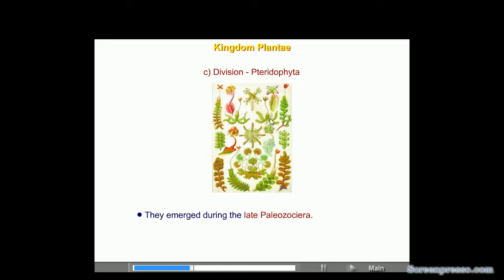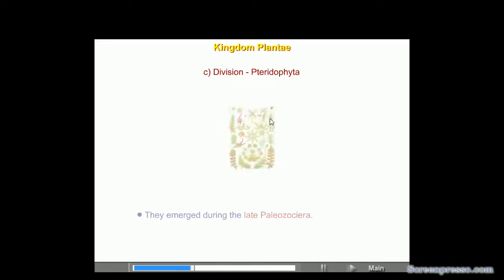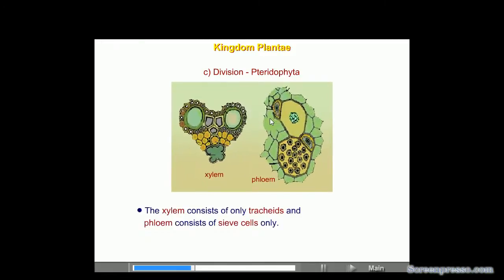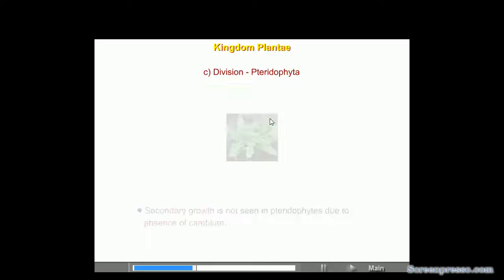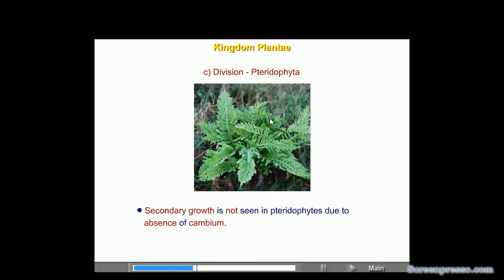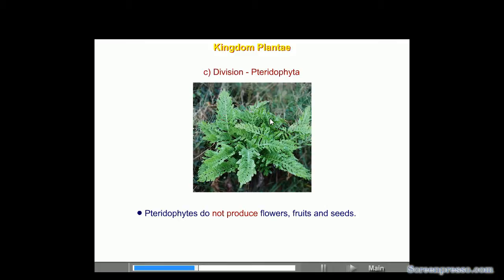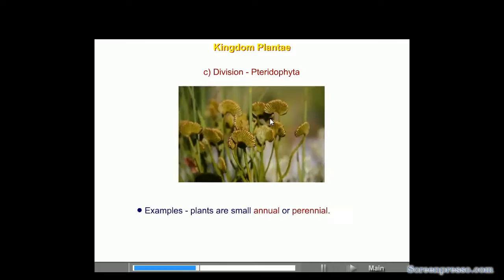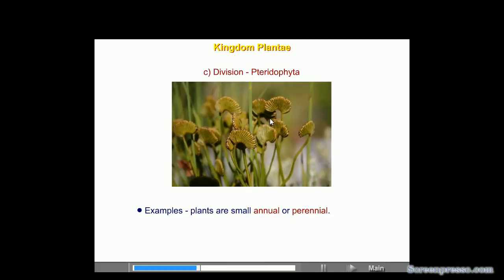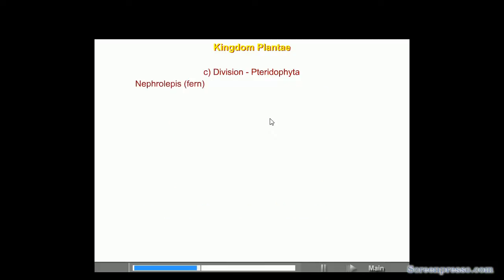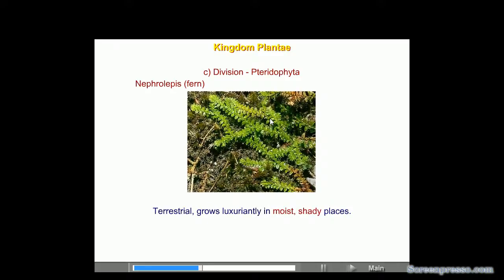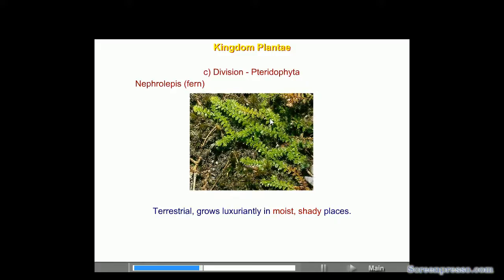They emerged during the late Paleozoic era. The xylem consists of only tracheids and the phloem consists of sieve cells only. Secondary growth is not seen in pteridophytes due to absence of cambium. Pteridophytes do not produce flowers, fruits, and seeds. Plants are small, annual or perennial. Examples: Nephrolepis, that is fern. Terrestrial, grows luxuriantly in moist, shady places.